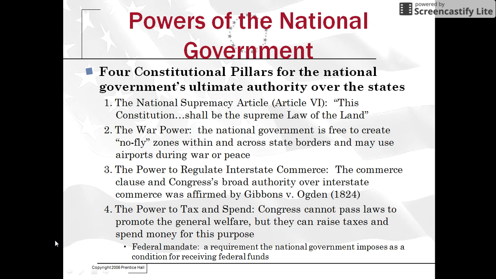Right there, federal mandate, a requirement the national government imposes as a condition for receiving federal funds. So the government can say, hey, if you want this money, you have to do this. Okay, mandate. But a mandate doesn't have to be about money either. A mandate just means the federal government can make a state or make someone do something because they have the constitutional authority to do so. A lot of times, the way the national government gets states to do something is through money. But if it's a mandate, they can make you do it and they don't have to pay you for it either. That's called an unfunded mandate.